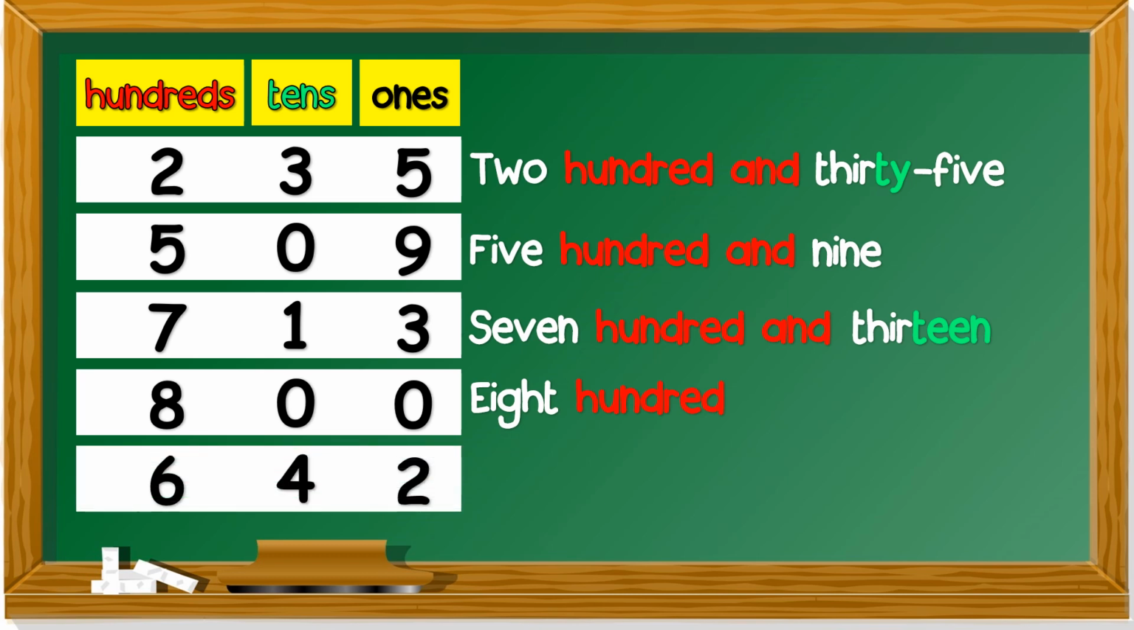Last example for this slide, 642. Hundreds, we have 6, 600. Tens, we have 4. 4 tens is 40. 2 ones, so just 2. We call this as 642.